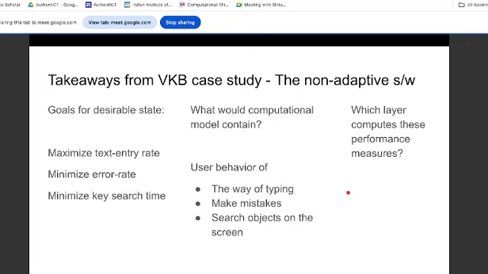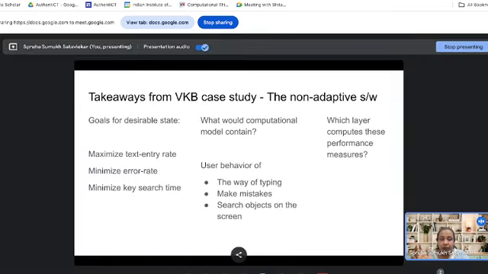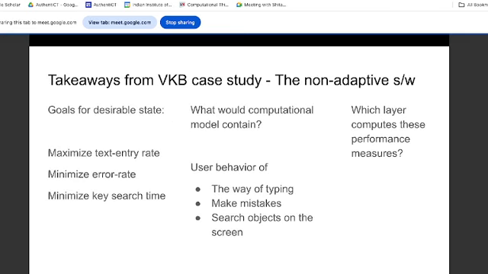Can you guess which layer of this application computes this performance measure? We have already talked a little bit about it. So now I think we will guess about it. The actual layer that does this is the user state predictor layer.